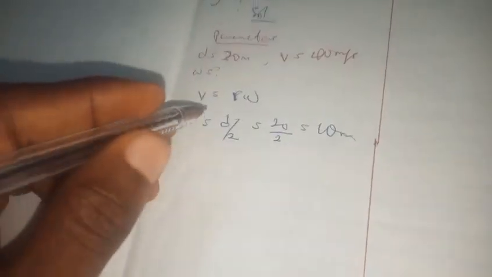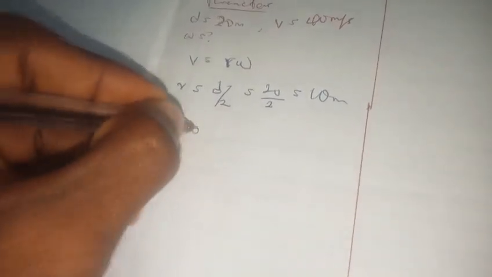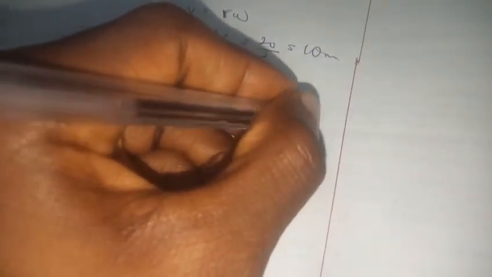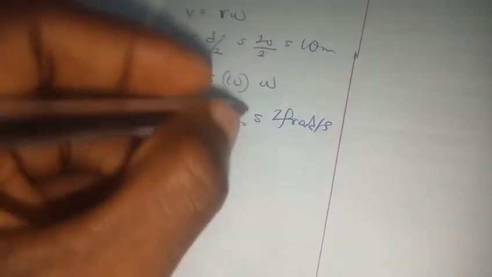So we'll write a formula that relates, v is equal to r omega. So you can see that we don't have r, but we can get r is equal to what? Diameter over 2, which is equal to 20 over 2, which is equal to 10 meters. So we can now put in our values here. So v is 40, equal to r is 10, omega. So therefore omega is equal to what? 40 over 10, which is equal to 4 rad per second.